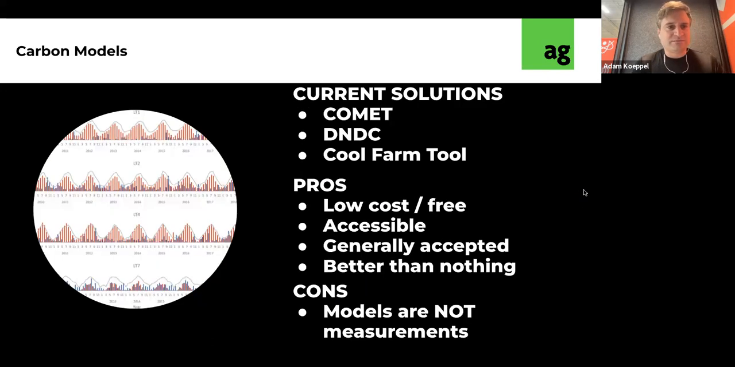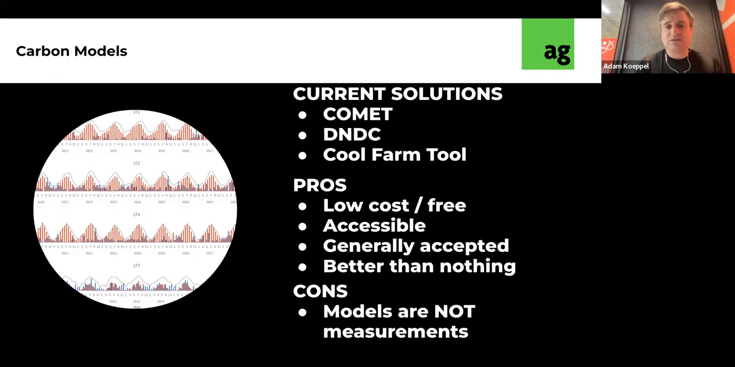Next slide, please. So the next approach is carbon models. This is a widely used approach because it was one of the state-of-the-art things for a very long time. We've already mentioned COMET. There's also the DNDC model. And finally, there's the Cool Farm Tool. These approaches have a number of great advantages. First of all, they can be very low cost or free. So they're a great way to start experimenting with carbon monitoring on farms.